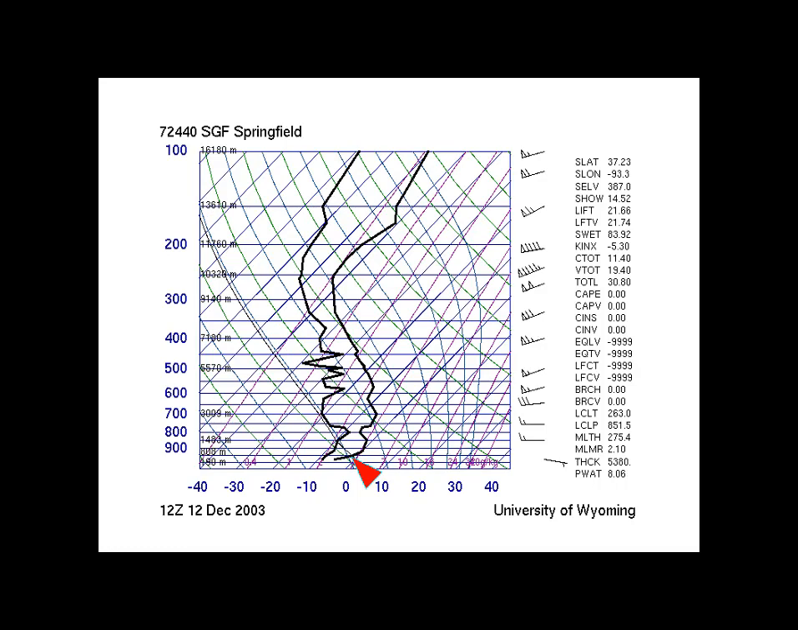Let's go further north now to Springfield, Missouri. And you can see this is definitely a snow sounding at this time, with the temperatures definitely below freezing at this particular time. So Tulsa is about midway in between these two soundings, so the question is where does the rain-snow line set up? So let's look at the satellite imagery to see if we can get any clues here as to where that rain-snow line might set up.